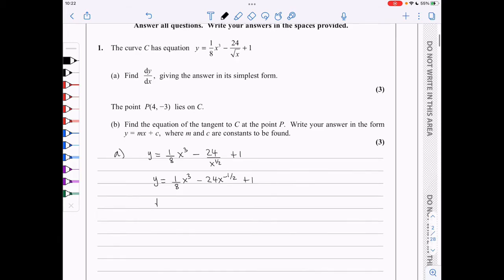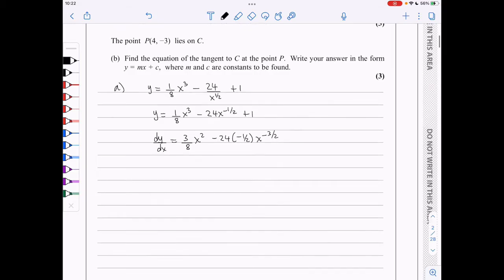Now dy/dx, we get the power down, so 3 over 8, and we deduct 1 from the power, x squared, minus 24 times a half x to the minus 3 over 2. The plus 1 goes away, so this simplifies to 3 over 8 x squared plus 12x to the minus 3 over 2.